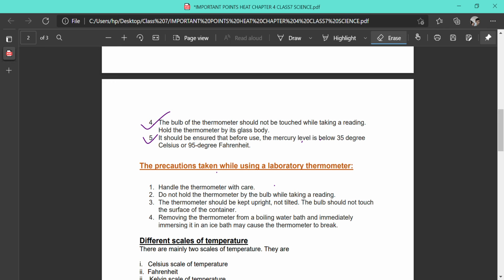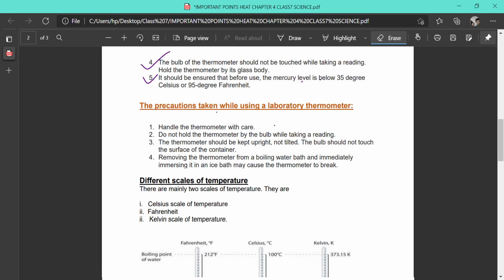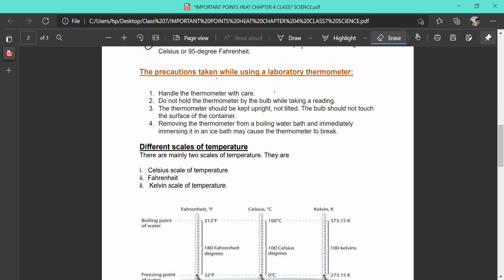So I think you have understood the precautions that are taken while using a clinical thermometer. Now we are going to read about the laboratory thermometer and what the precautions are. I have told you about the range of the laboratory thermometer. We have to handle the thermometer with care because again it is made up of glass. Do not hold the thermometer by the bulb, similar to the clinical thermometer, and the thermometer should be kept upright, not tilted.